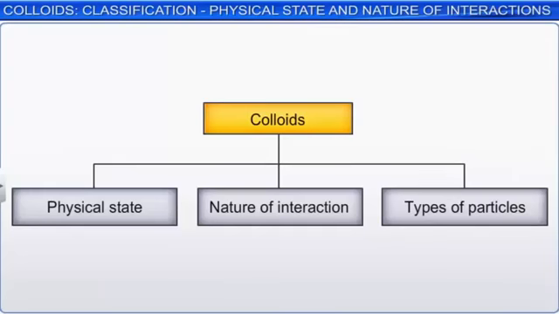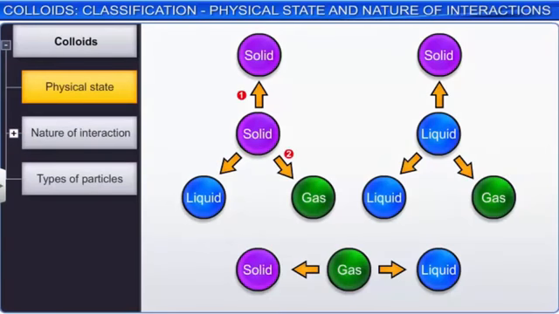Colloids can be classified on the basis of the physical state of the dispersed phase and the dispersion medium, the nature of interaction between the dispersed phase and dispersion medium, and the type of particles of the dispersed phase. Let us first discuss the classification based on the physical state of the dispersed phase and the dispersion medium. Depending upon the physical state of the dispersed phase and dispersion medium, 8 types of colloidal systems are possible.